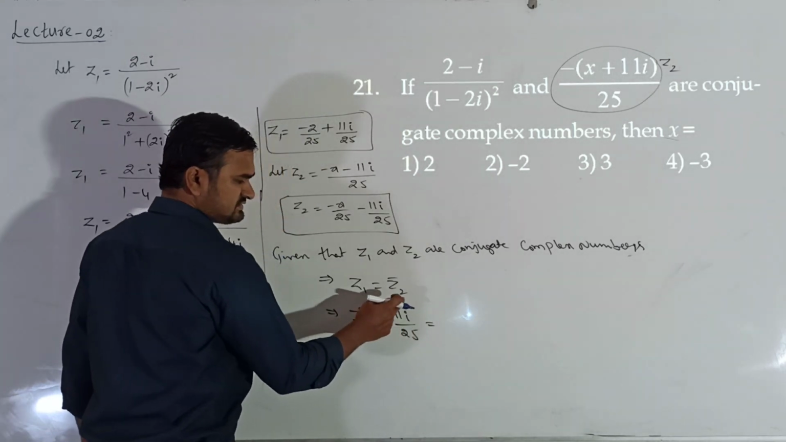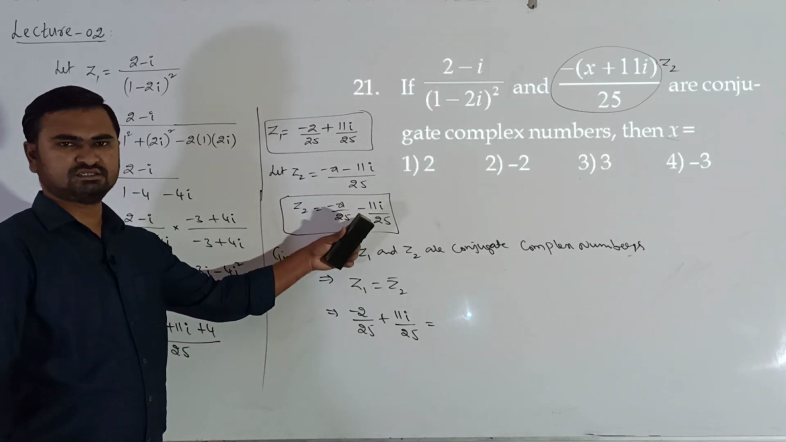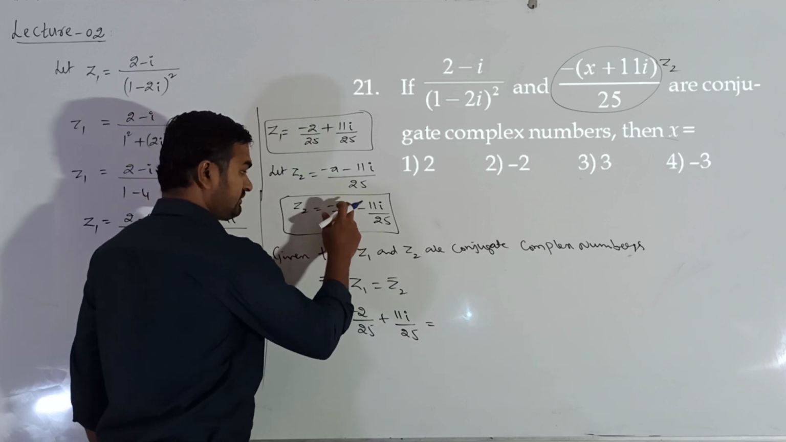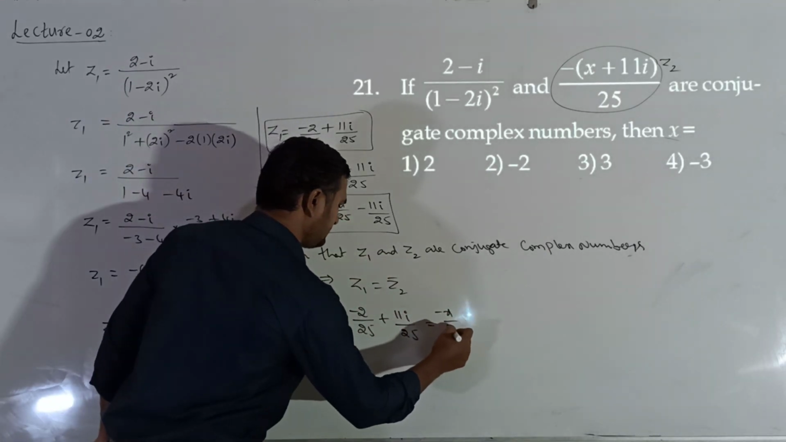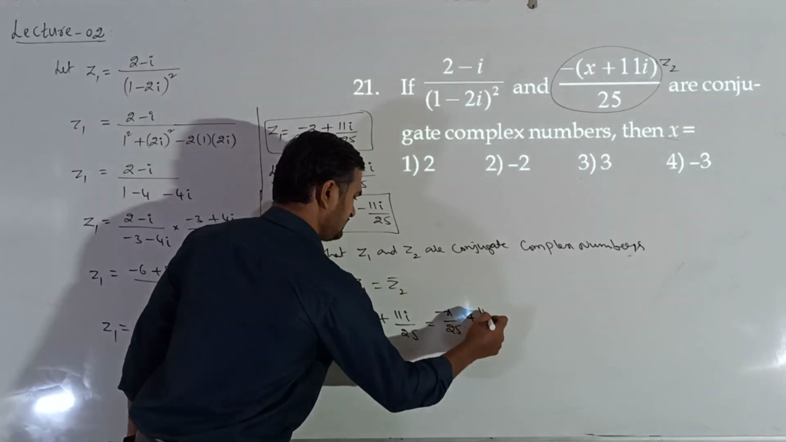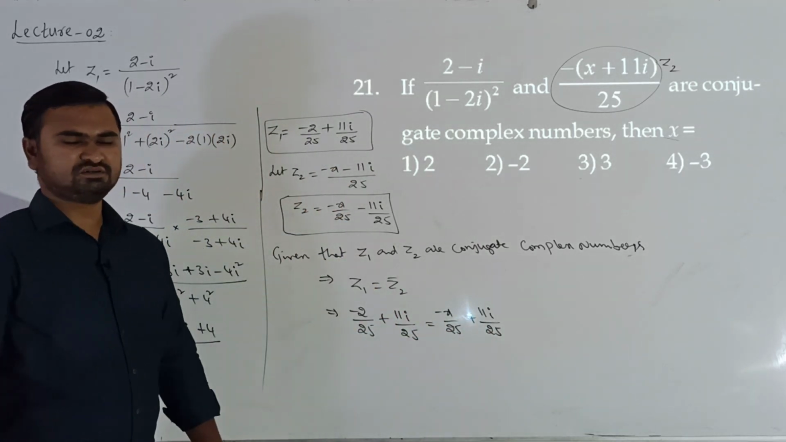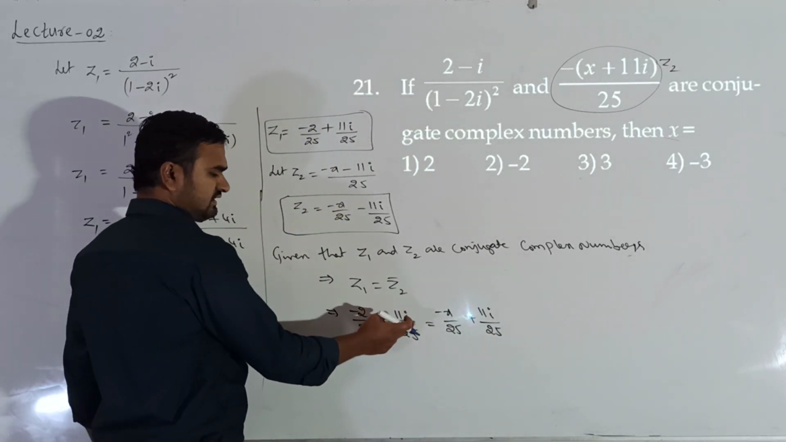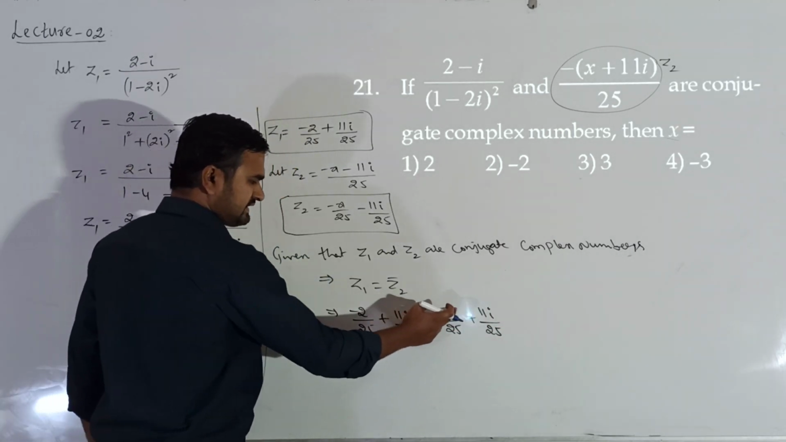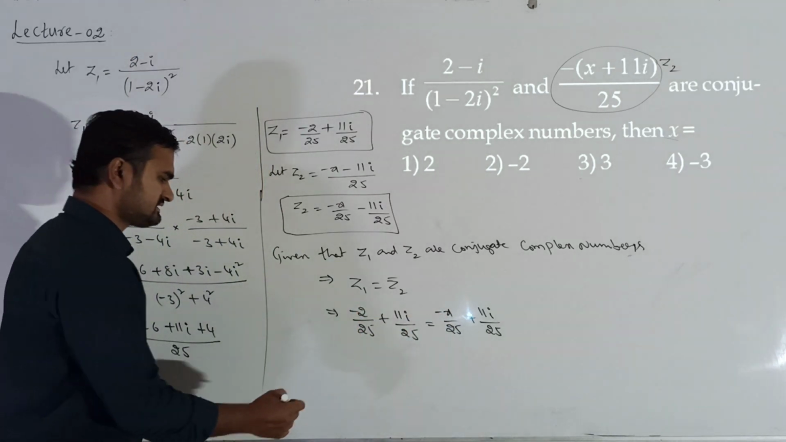It should be equal to what? z2 bar. Z2 we know. Now what we require is the conjugate. So what is the conjugate of z2? Change the sign of the imaginary part, the real part being the same, minus x by 25. Now it will become plus 11i by 25. Now by solving this, we will get the x value. Compare 11i by 25, 11i by 25, it is the same. Minus 2 by 25, minus x by 25. So minus x is minus 2. So what will be the x value?